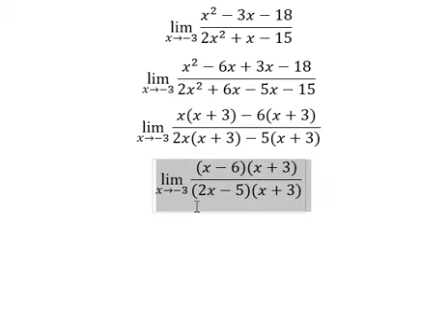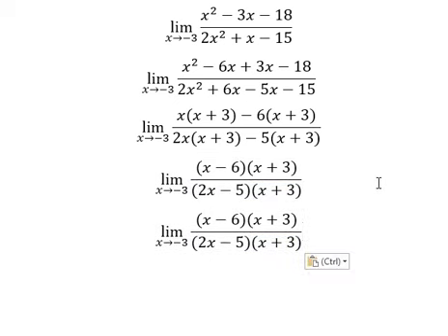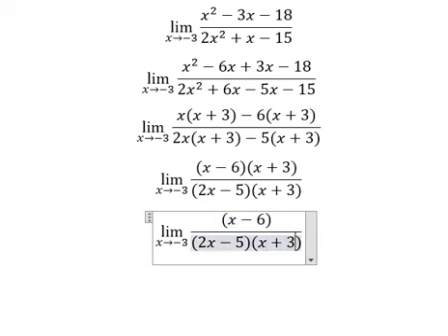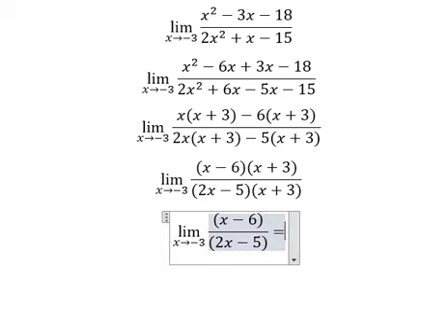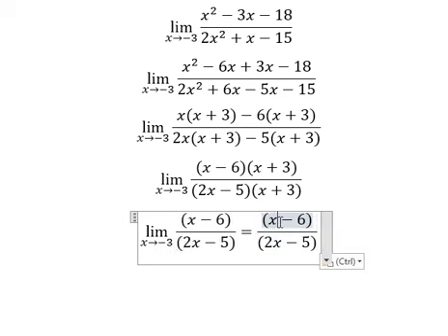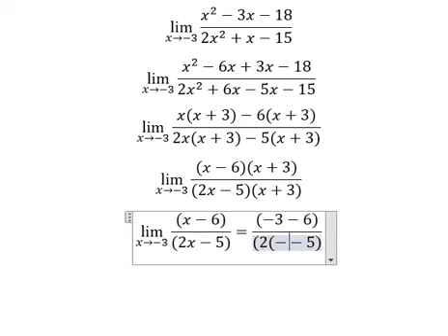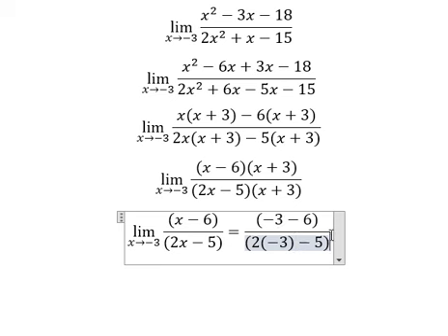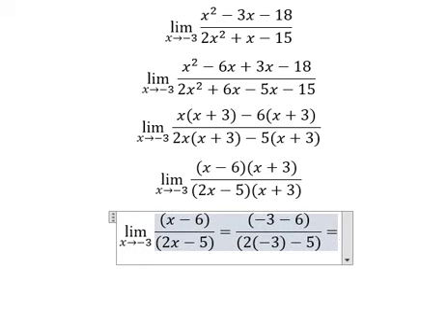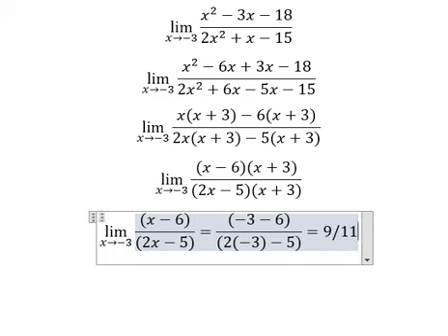Now we simplify x plus 3. And now we can put negative 3 here, and we can find the final answer. And we have 9/11. This is the end.